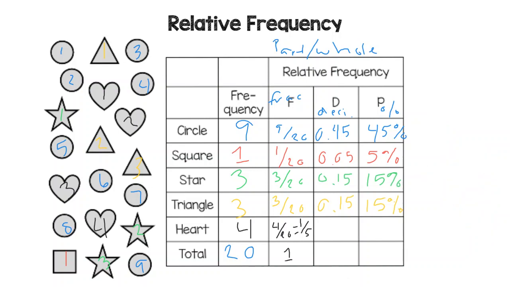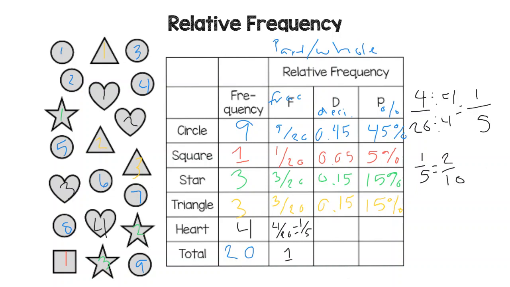Okay, and the last fraction we have to worry about is the heart. The heart we said is 4 over 20, which when we divided by 4 and simplified, we said it was equal to 1 over 5. Okay, now we want to turn 1/5 into a decimal. The easiest way to do this is say that 1/5 is the same thing as 2 over 10.